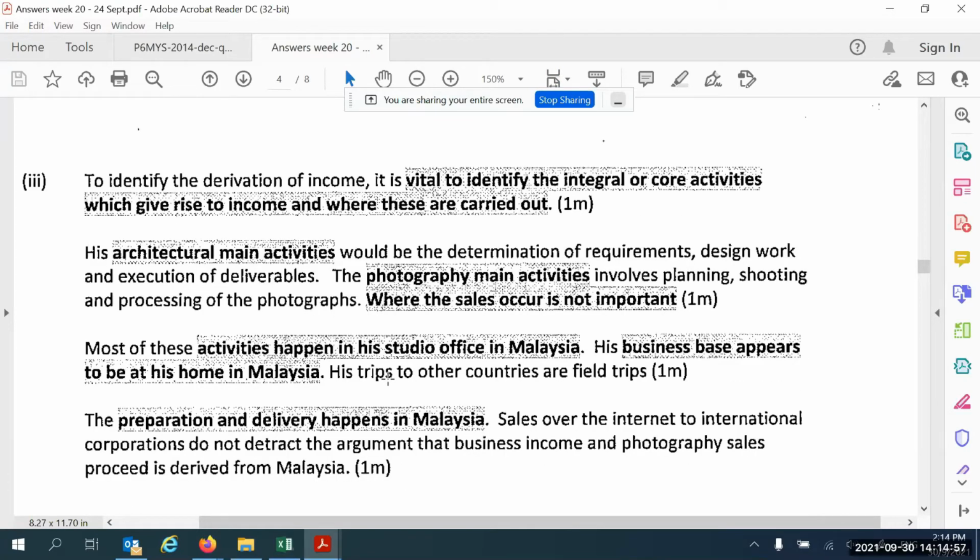Okay, so in this situation, we have already identified, as I told you, the integral or core activities. Now, you see the second paragraph is a bit hard to write because we are not architect students. Look at that, the photography also we are not. So they are just giving examples of main activities and telling you where sales occur is not important, it's where he does the main activities.